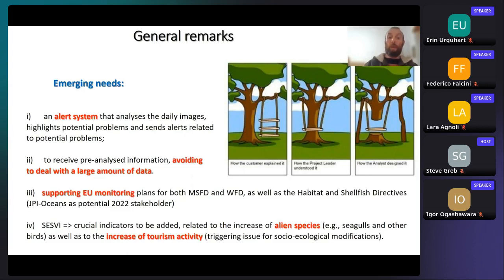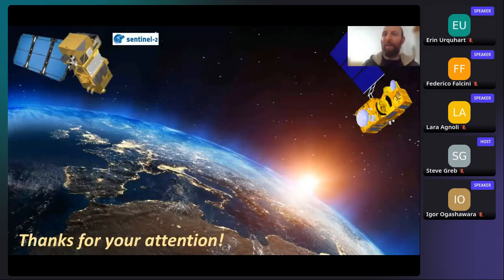And we are also expanding the concept of indicator by including social ecological system indicators. So we try to interact with users even to capture the social aspects that are related to issues on coastal environments. Well, I hope that was clear, and thank you everyone. Bye-bye.